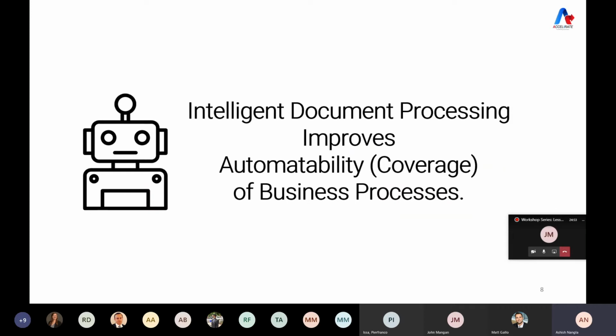Intelligent document processing, why do we need that? Of course, we need it so that we can cover the parts where today people are physically opening these documents, reading them, typing them out. We are trying to see if intelligent document processing can actually improve the automatability of a business process, right? In this case, we're talking about how much coverage automation can have on a business process. And IDP is expected to improve that, because now you don't need humans all the time to read those documents and type it in. That is something that the bot can do by itself.